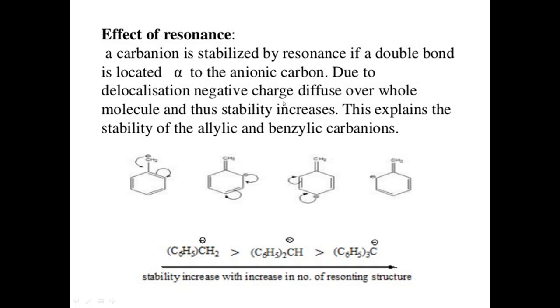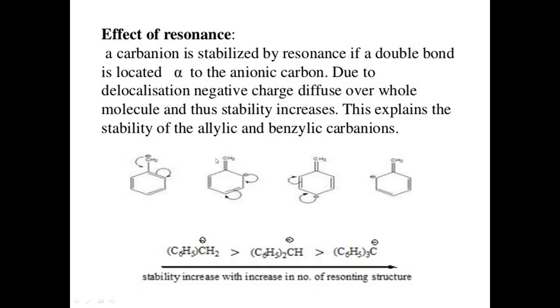anionic carbon. Okay. What is the position of this anion? If the double bond is present on the alpha carbon. For example, in the second structure you can see this is the anionic position, and from this position the next carbon is the alpha carbon, which is double bonded. On the other side also there is an alpha carbon which is double bonded.